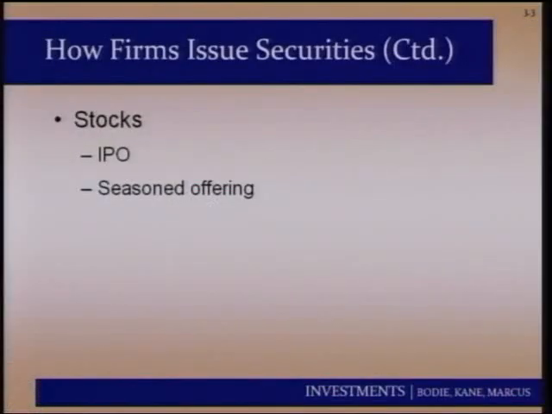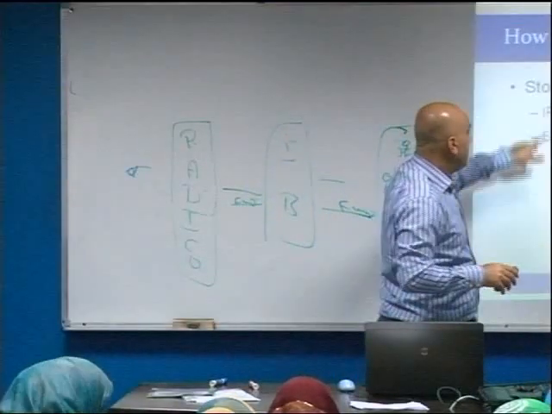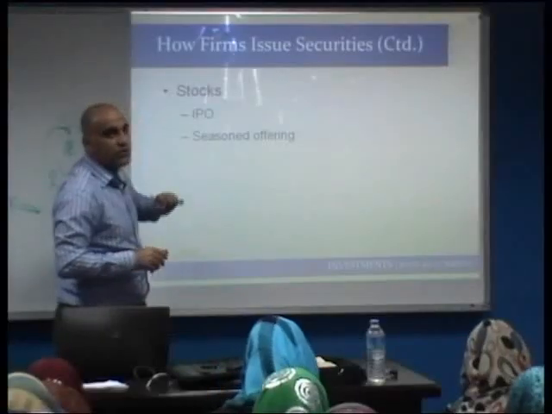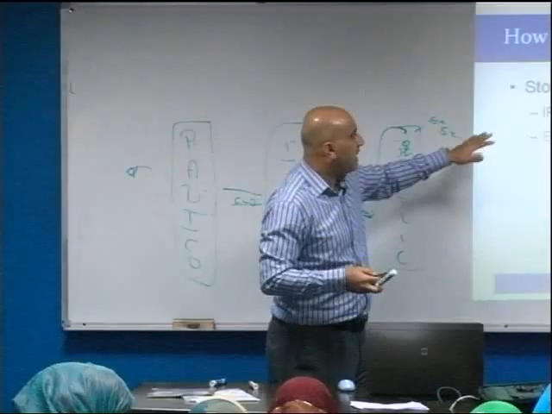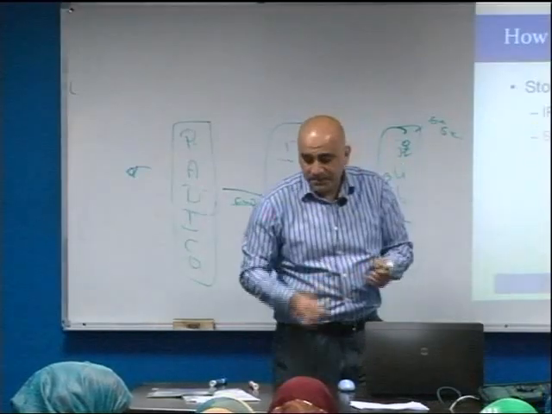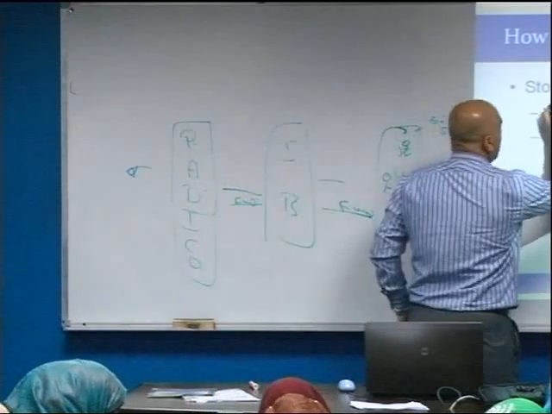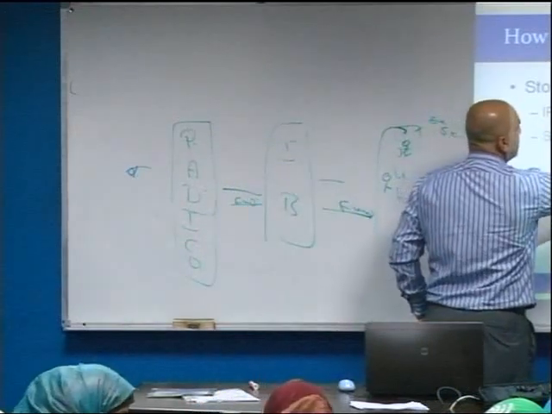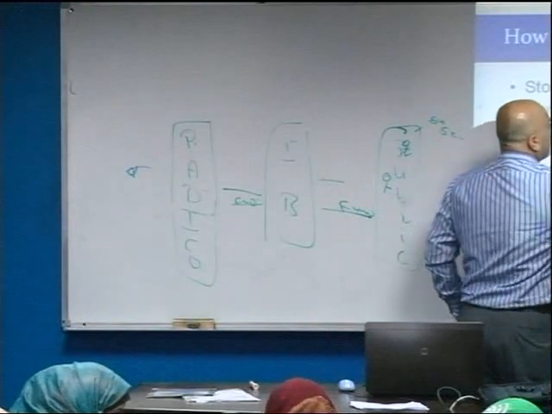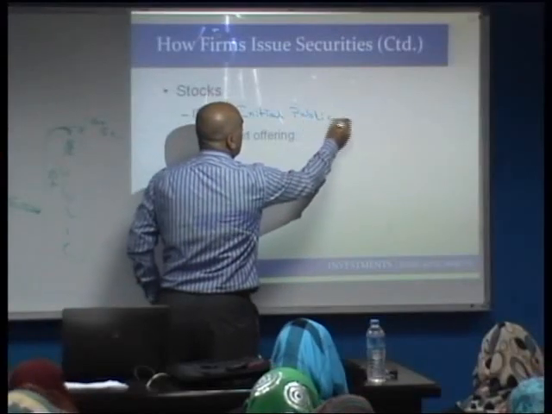Okay, the financial markets, how we trade in the primary and the secondary. First of all, regarding stocks. Regarding stocks, we have something known as IPO. IPO stands for initial public offerings.